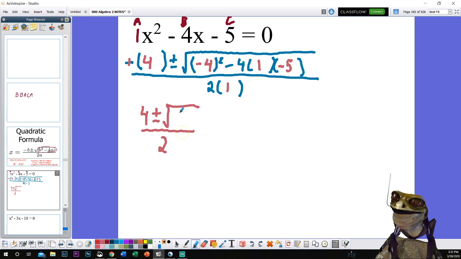All right, so what I want you to do is grab that calculator and type everything that's under the square root, but don't type the square root on the calculator. Use the parentheses. Oh, please use the parentheses. They're not just there for decoration. They're there for a real reason. So I've got -4 all squared with parentheses around it, -4 times 1 times -5.